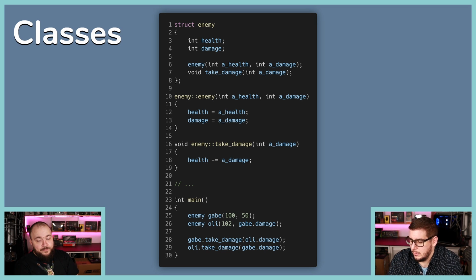So I made Gabe have 100 health and do 50 damage. I have me that have 102 health, and I also have 50 damage. This is the same damage as Gabe has. And then Gabe takes damage from me, and then I take damage from Gabe. So both of us took 50 damage. So here's what I did.